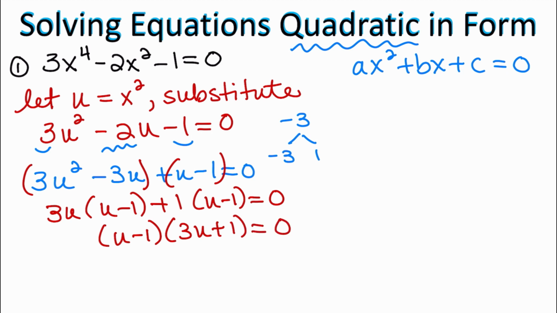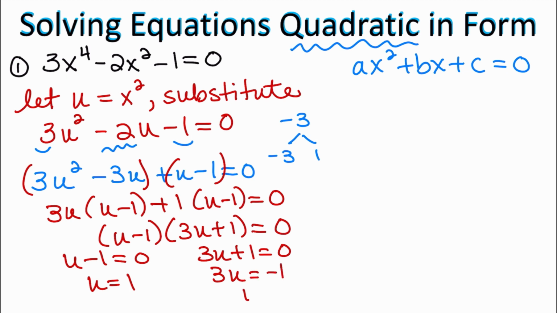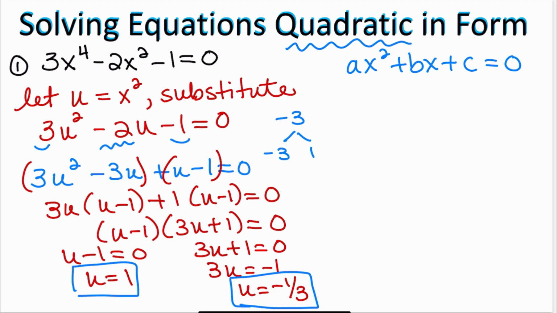According to the zero product property, I can take each one of these factors and set it equal to 0. Because if you multiply two numbers together and the answer is 0, one of them has to be 0. I get u is equal to 1. I get 3u is equal to negative 1, which makes u equal negative 1/3. Now you have to be careful because those are not the answers to this problem. We are still trying to solve for x, and if you remember, we let u equal x squared through substitution. So if u is equal to 1, that means x squared is equal to 1, because u is equal to x squared. We decided to substitute at the very beginning of the problem.